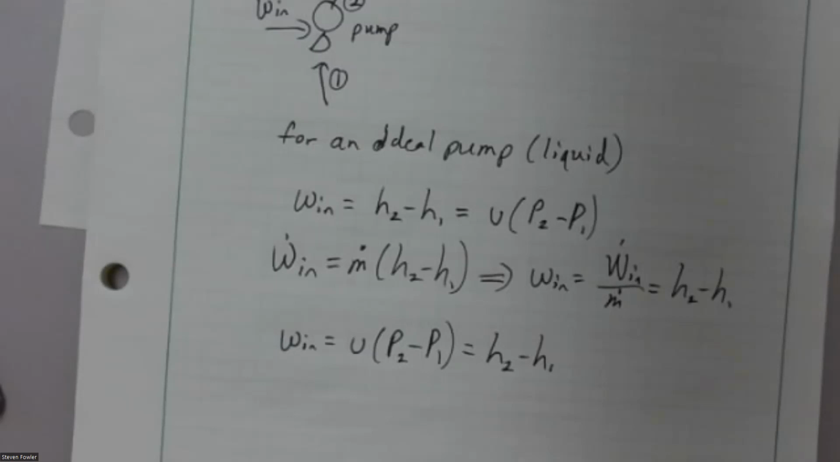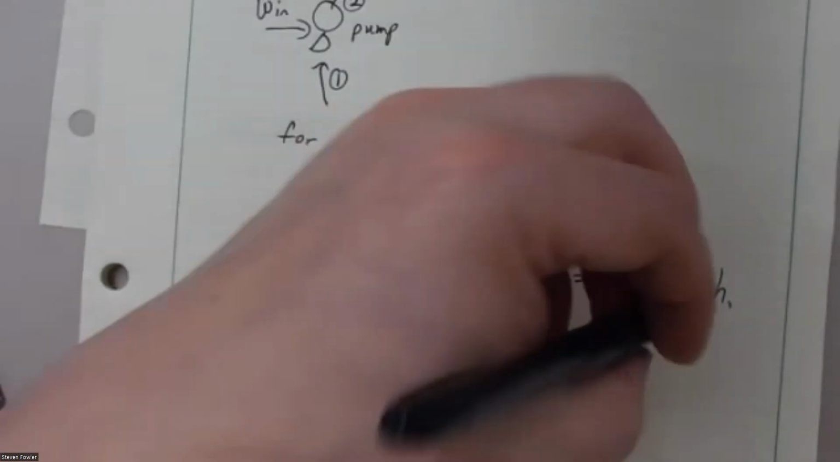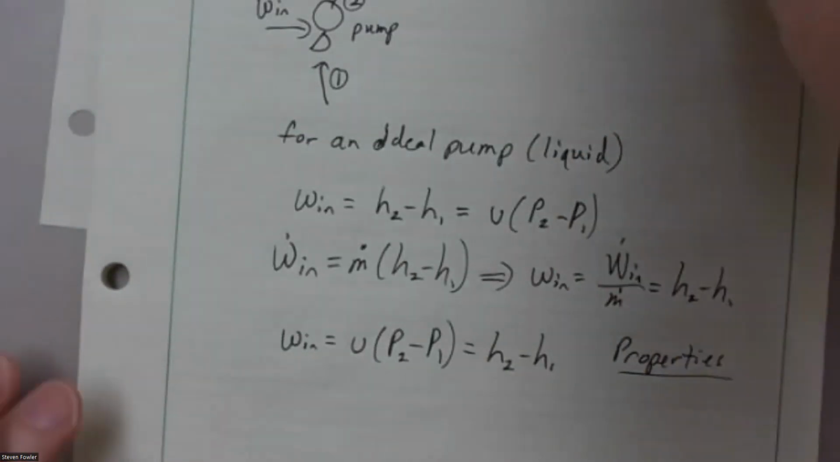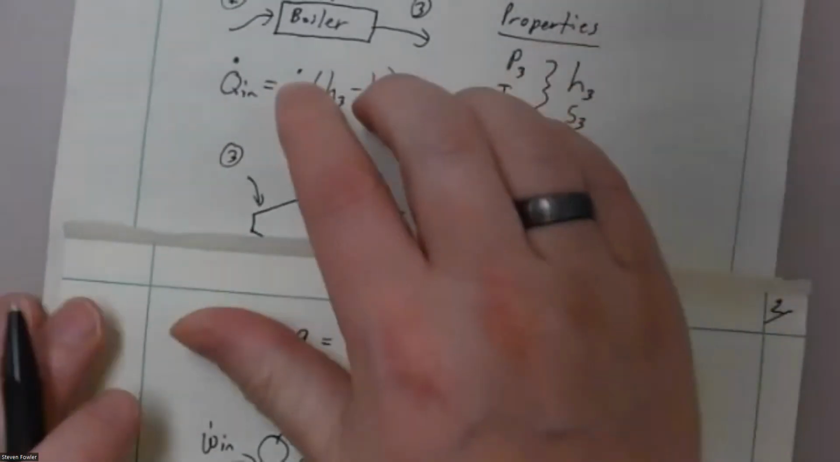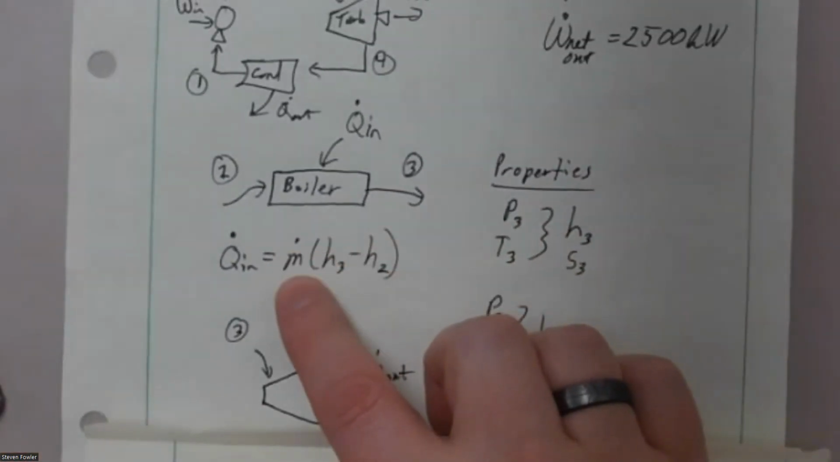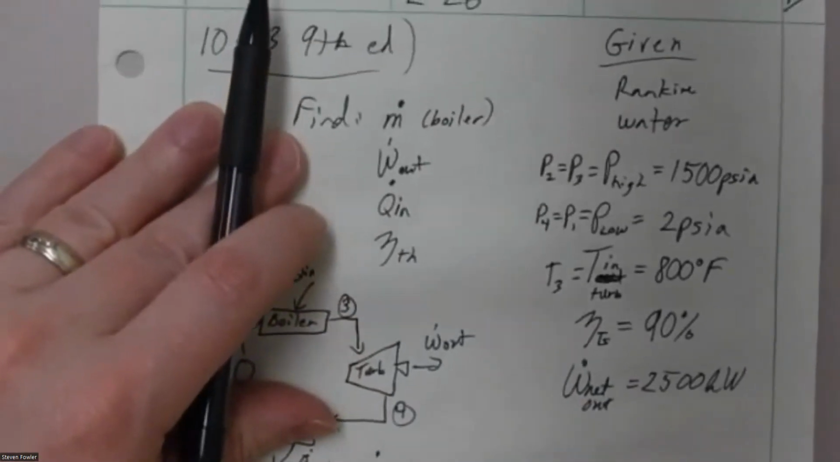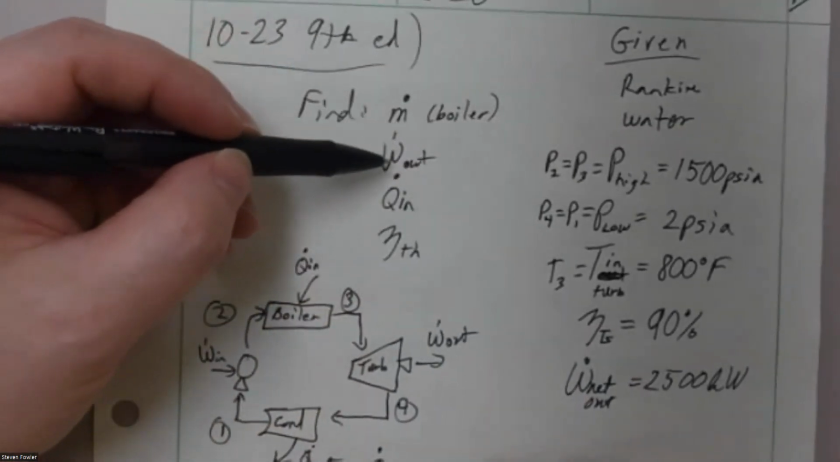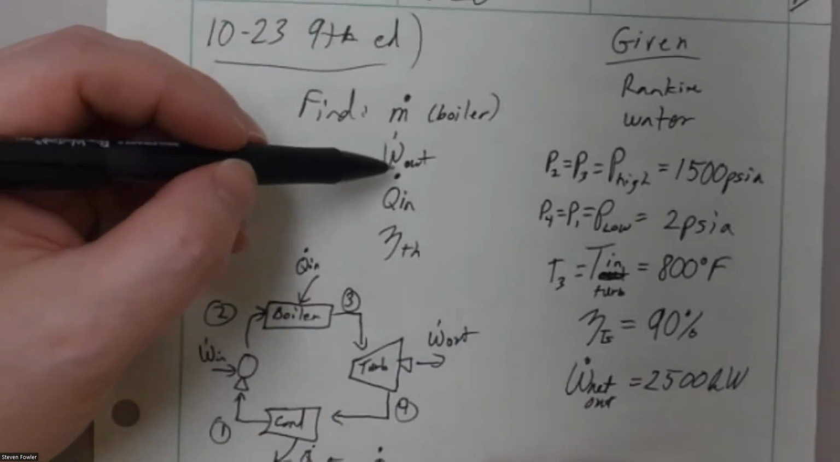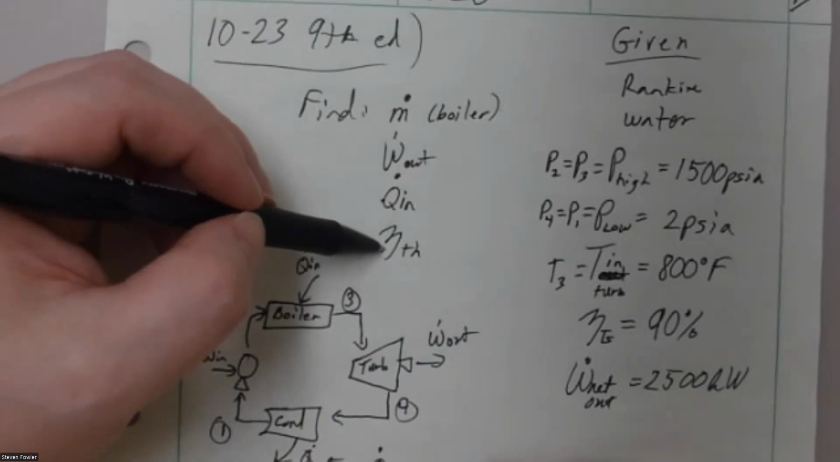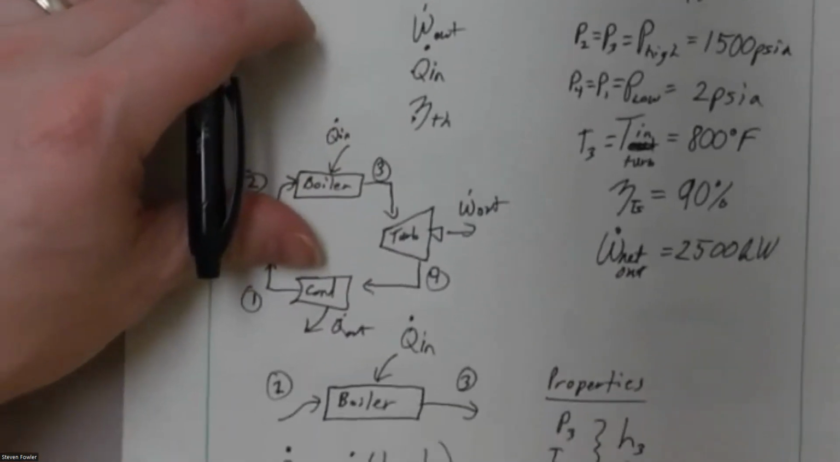Well, if I look at properties, what are we looking for? Remember, we're trying to get to m dot up here. Ultimately, if you look all the way back up here, I'm trying to find m dot and these two: the power output for the turbine, the heat going into the boiler, and the overall efficiency. Ultimately, these are the things I need. How do I get to those?